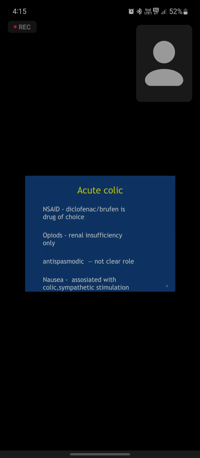Though people feel it is a nephrotoxic drug, severe acute colic will respond to diclofenac or brufen only. We can give a few doses of that. If the patient has renal insufficiency, then only should we go for opioids like tramadol or other opioid drugs.